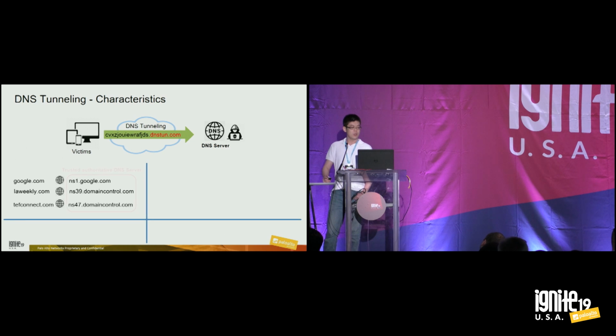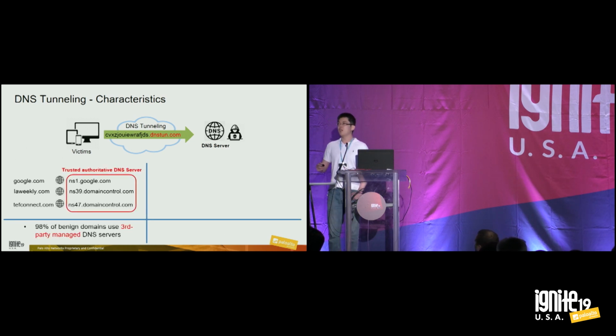So actually, we find that about 98% of non-tunneling domains usually use third-party managed authoritative DNS servers. And most of these authoritative DNS servers can actually be trusted because they are operated by Google, Amazon, or GoDaddy.